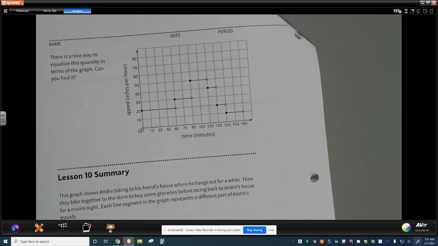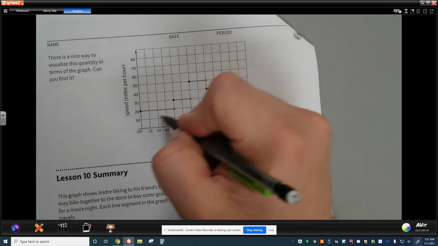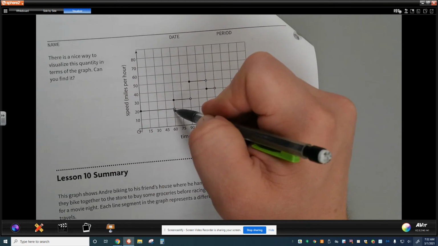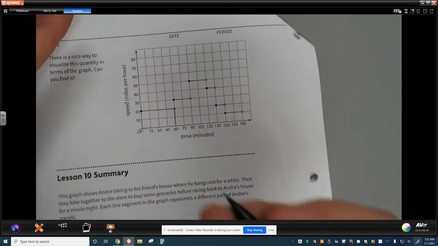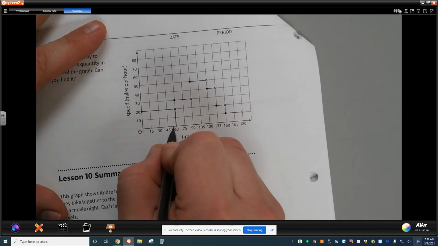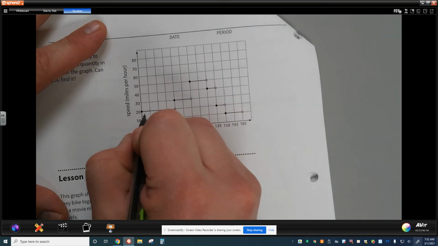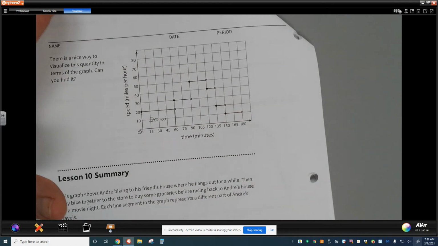So there's a much nicer way that we can actually visualize this quantity in terms of a graph. And what we can do is we can actually start cutting off this information and saying, you know what, they drove 20 miles per hour for 60 minutes, just to right here. And in that 60 minutes, if we know 20 miles in 1 hour, then we would know that they drove for 20 miles at that speed, pretty slow.